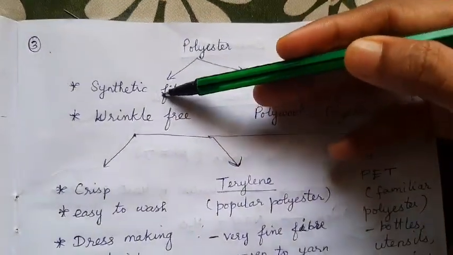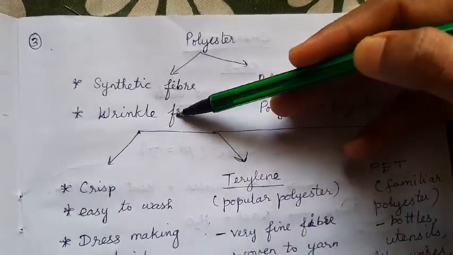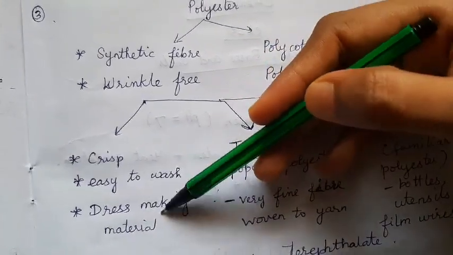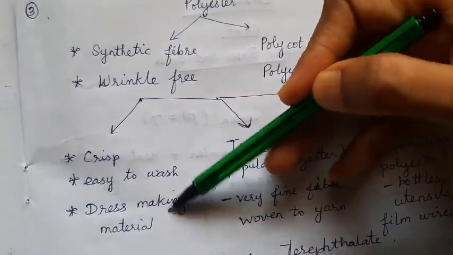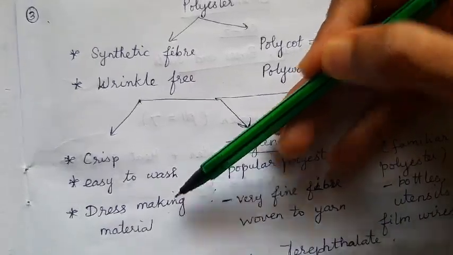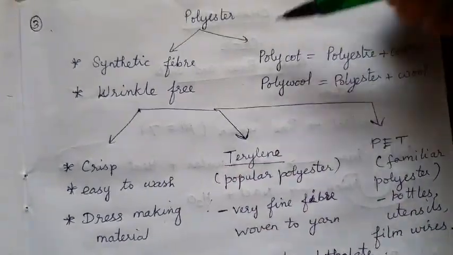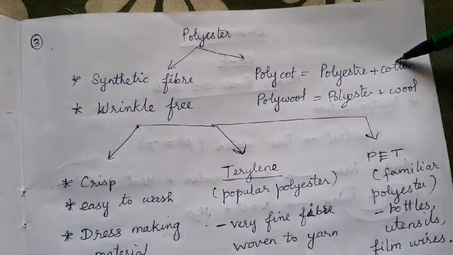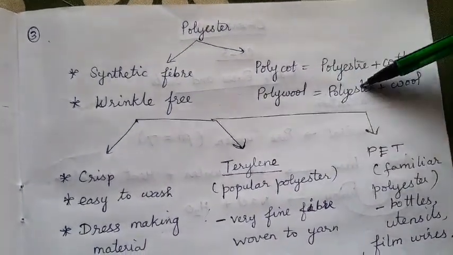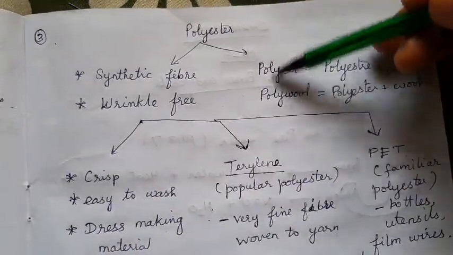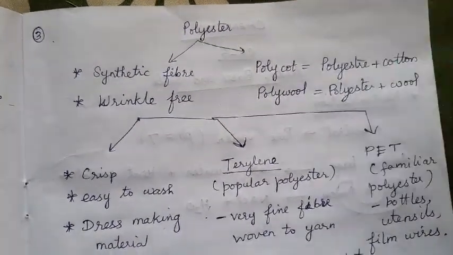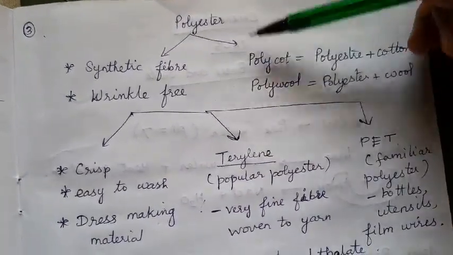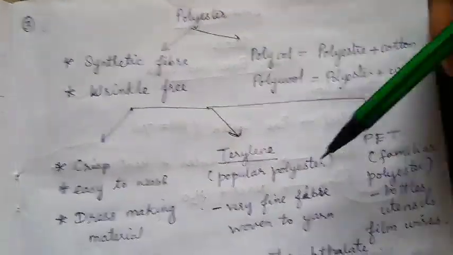Polyester is a synthetic fiber and it does not wrinkle. It is best for dressmaking, right? It is very easy to wash and it is the ideal choice, the best choice for dresses. Then I can obtain more products from the polyester. When I mix polyester with cotton, I get polycot, and when I mix polyester with wool, I get polywool. So I can obtain more products from the synthetic fiber polyester. This is the best choice of your synthetic fibers.